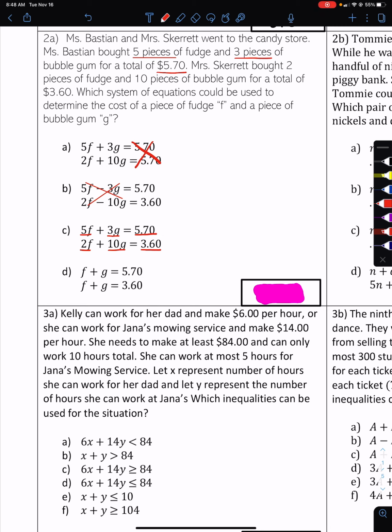Now let's go look at D. Well, D says that she bought fudge and bubble gum, spent 570, but we don't know how many pieces she bought. So it is not going to be D in this case. So our only option is C. All right, go ahead, pause the video, try 2B, and come back and let's work on 3A.